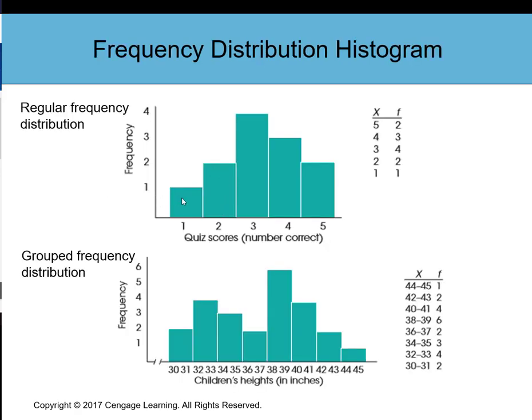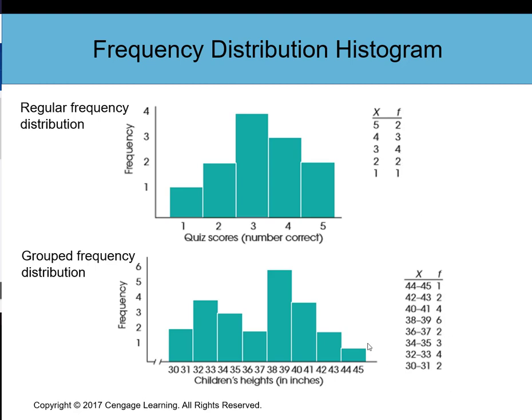Alright, so in a frequency distribution histogram, this is what they look like. And this is a regular frequency distribution, and this is a group frequency distribution, where in a regular, each score along the x-axis represents 1 bar, and here we have children's height in inches, and it's a span, so it goes from 30 to 31, 32 to 33, and the bars touch. Okay, here's the distribution here. So 2 people made a 5, 3 people made a 4, 4 people made a 3, etc.